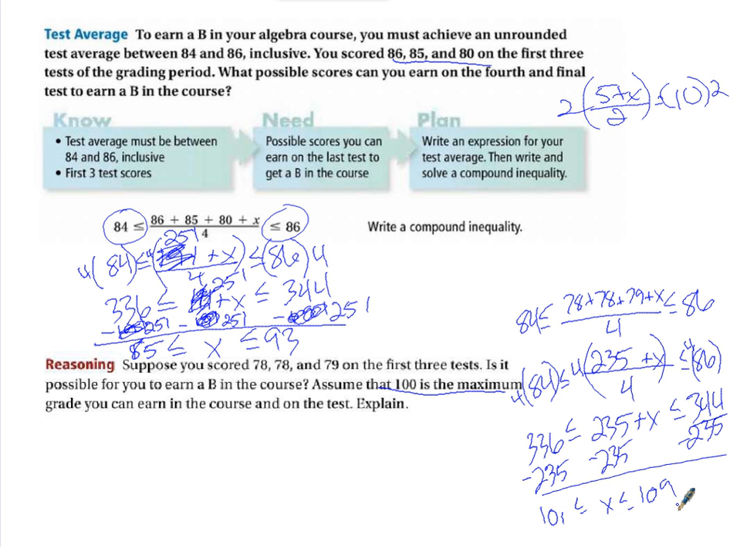The answer is no. The question is, can you still get a B in the course? The answer is no. Then it says explain. So why is your answer no? Yeah, because in order to get a B, you'd have to score 101 or higher, and we can't go over 100. So the answer is no, can't score more than 100. And the work that we show right here is enough.